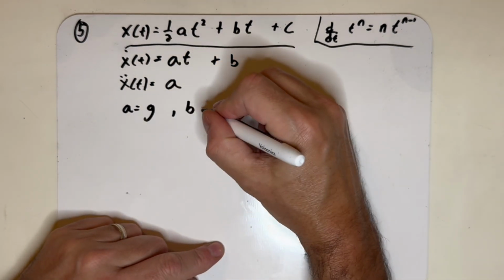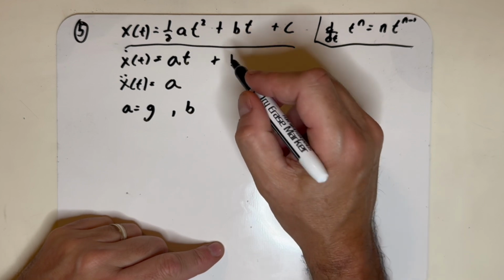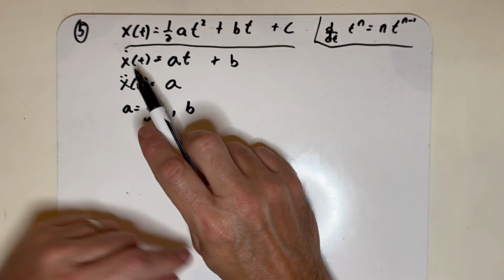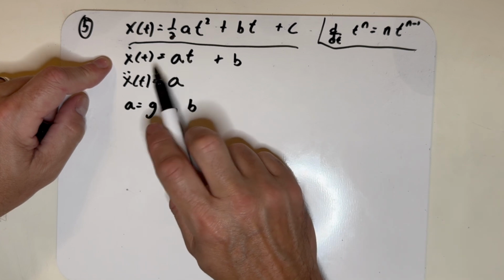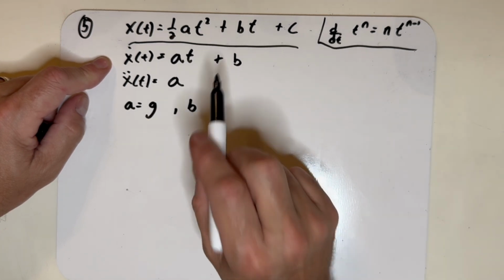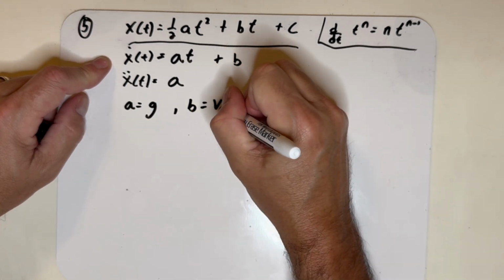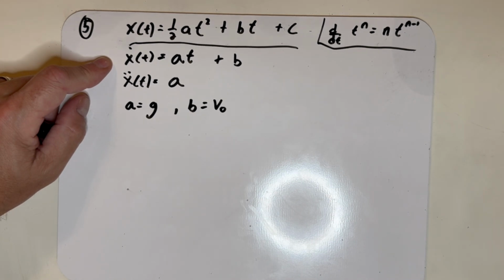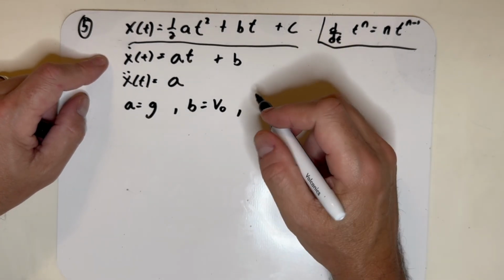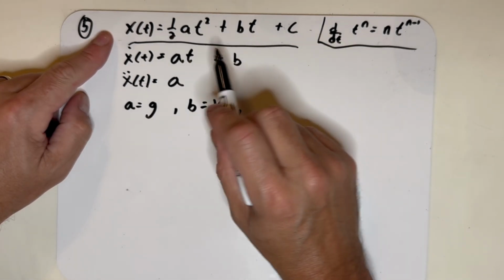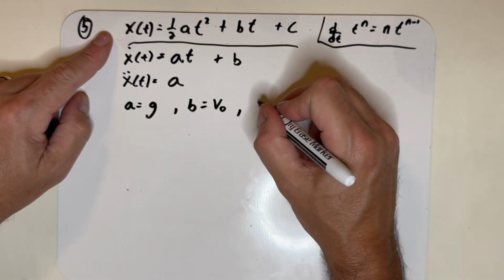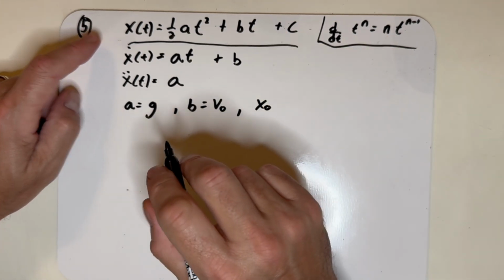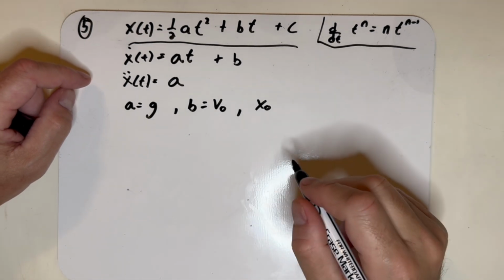We could let b, the coefficient up here, be what? Well, if we look at the second equation, x dot of t, when t is equal to 0, x dot of t is equal to b. So that's really just our initial velocity. Similarly, if I look at the equation x of t at t equals 0, this term goes away, this term goes away, I'm left with just c. So what do we call that? We call that x naught, our initial position. So we could replace c with x naught.